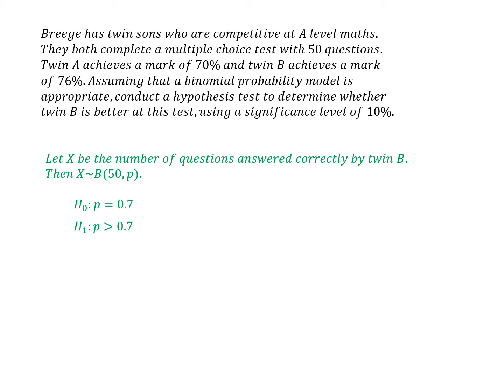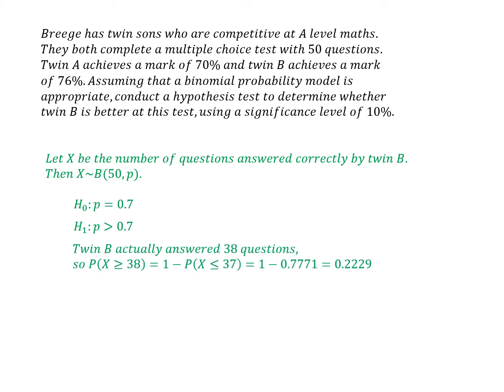So there's our null and alternate hypotheses, and we're going to now try to calculate the probability of twin B achieving a mark of 76% or more. But twin B, if he achieved a 76% mark on 50 questions, actually answered 38 questions correctly. So we need to find the probability that x is greater than or equal to 38.